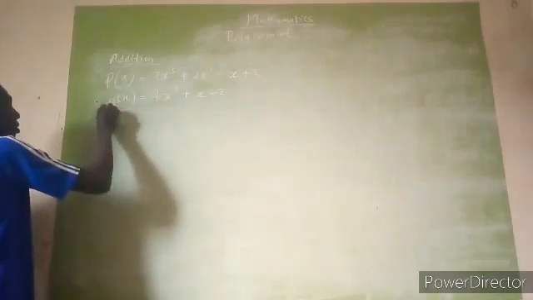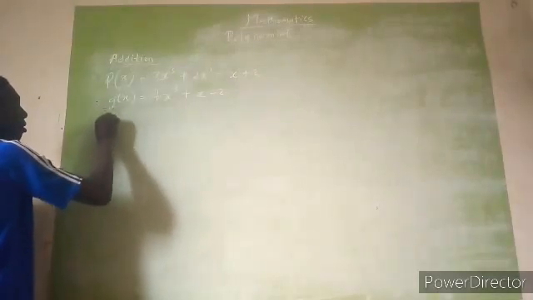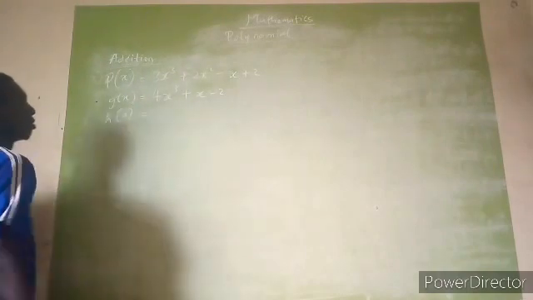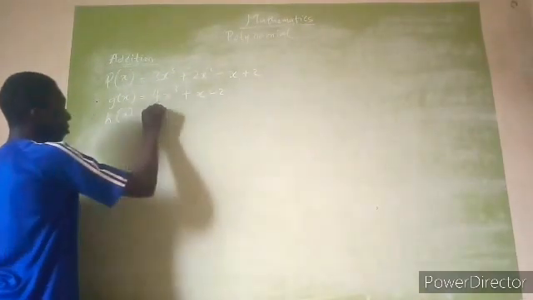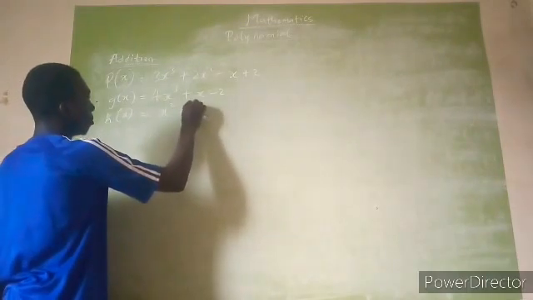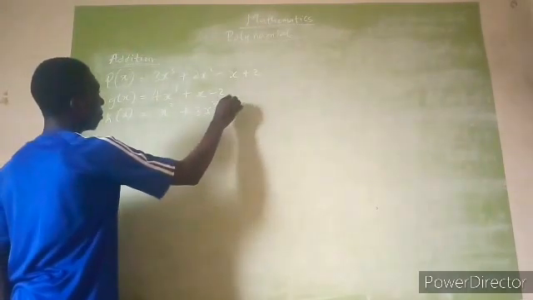Minus 2. Then I'll tell you h of x is equal to s cubed plus 3s squared minus 5. I'm given this.